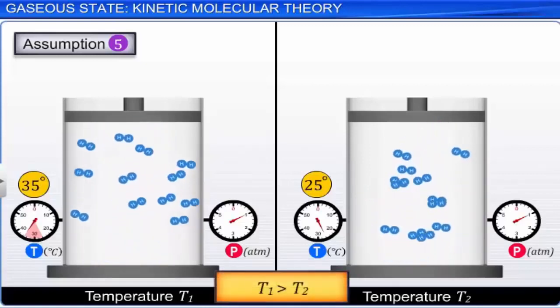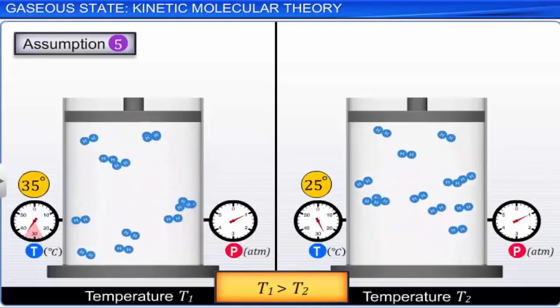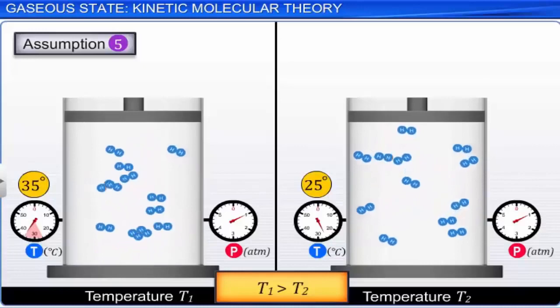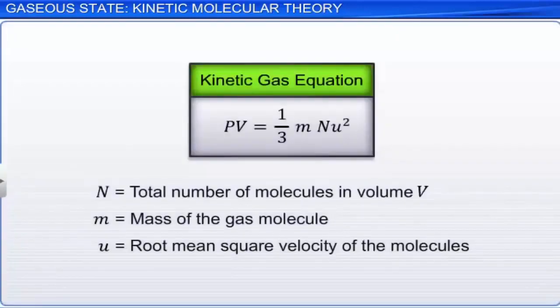Based on these assumptions, an equation for pressure of a gas is derived as PV is equal to 1 by 3 mnu square. This is called the kinetic gas equation, where N is the total number of molecules in volume V, m is the mass of the gas molecule, and u is the root mean square velocity of the molecules.